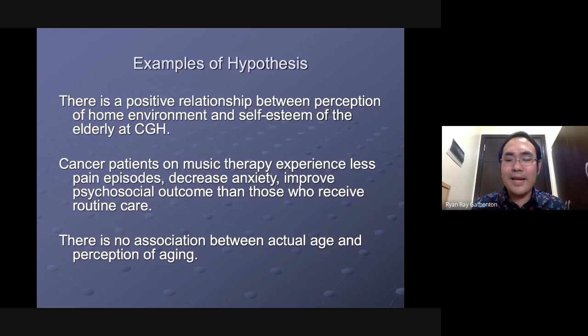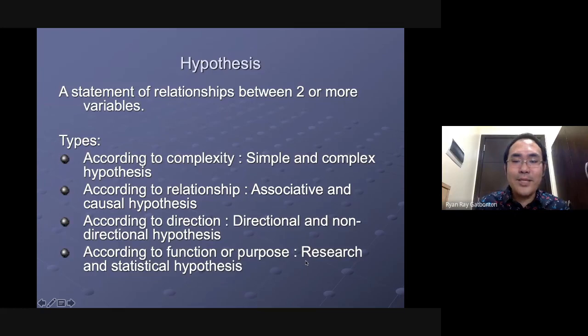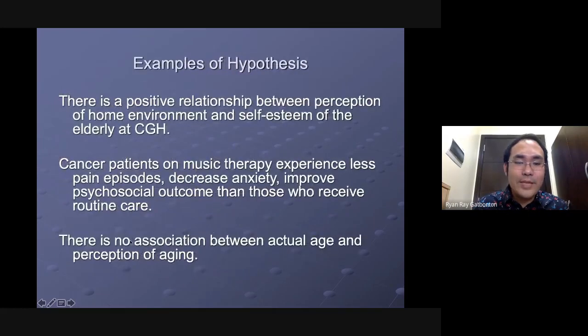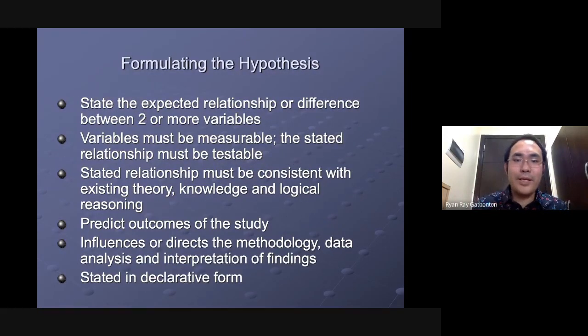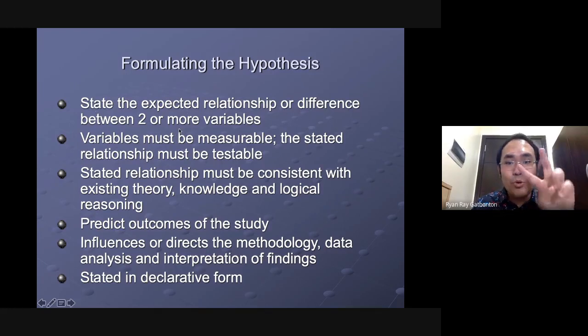So therefore, what I will require of you is to write your hypothesis as a research hypothesis or in research form. Meaning, you will not say that there is no. Instead, there is an association between actual age and perception of aging among blank, blank, blank, blank, blank, blank. Okay? Now, when writing your hypothesis, always state the expected relationship or difference between two or more variables. What's important is that there must be two variables and the expected relationship between the two.